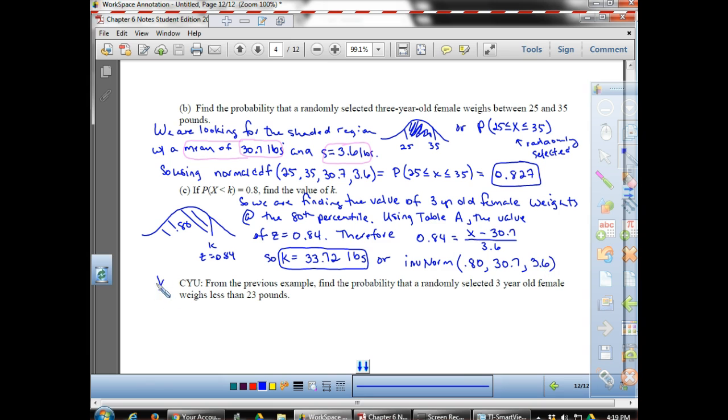Okay, your check your understanding, which I'm going to look at on Monday, is going to be using the same information up above, find the probability that a female weighs less than 23 pounds. So I just want you to practice that. It's pretty straightforward. It'll take you a minute or two, and we will touch base with this on Monday.